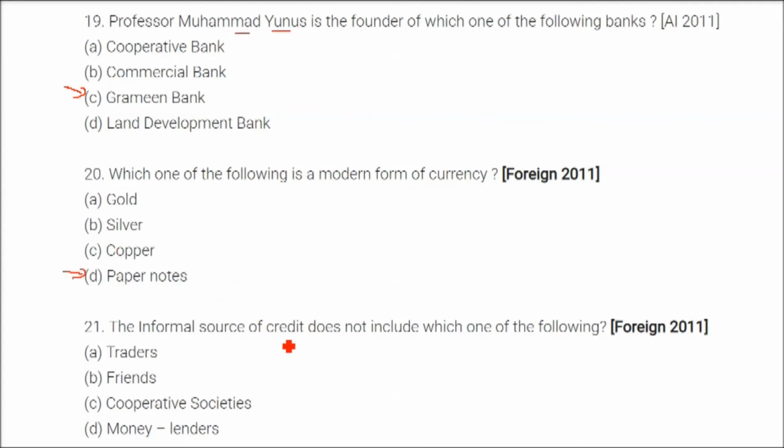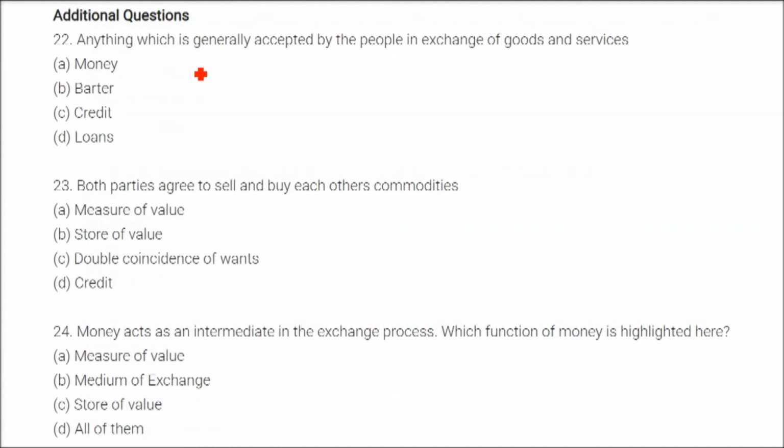The informal source of credit does not include which one of the following? And it is cooperative societies. Banks and cooperative societies are formal sectors. But traders, friends and moneylenders all come in the informal sector, or more informal sources of money.